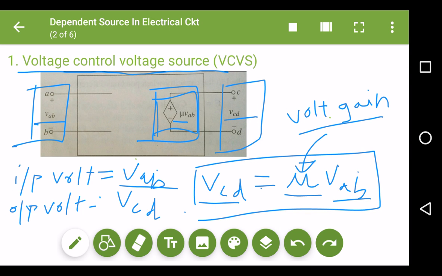So this is how the four types of dependent sources you will see in your circuits, and how to handle those sources by what we have just seen.